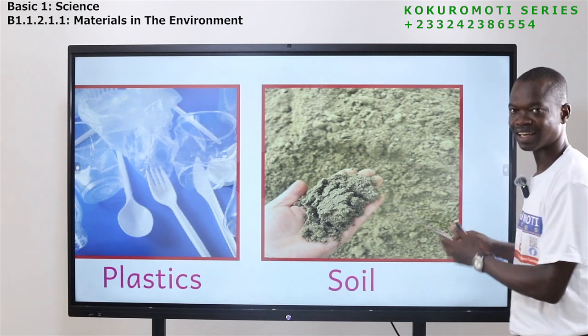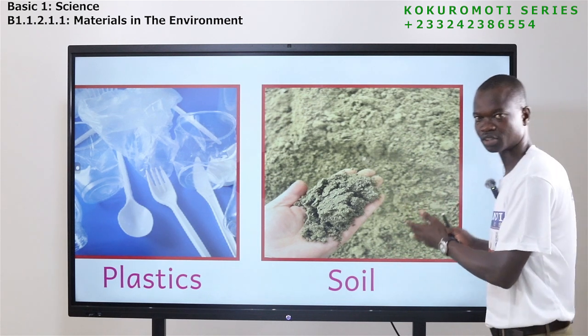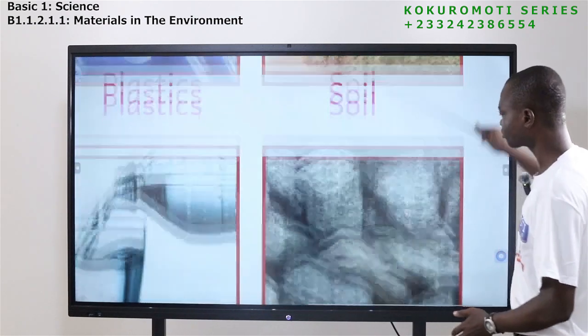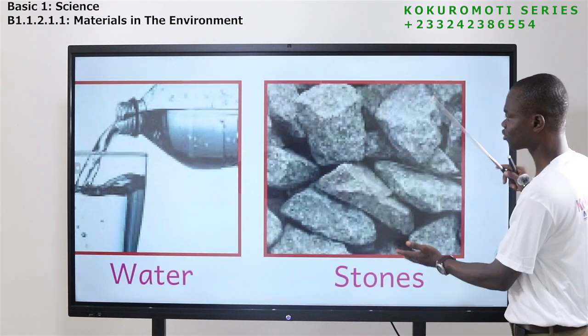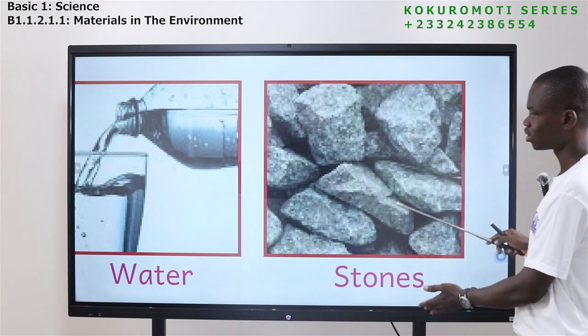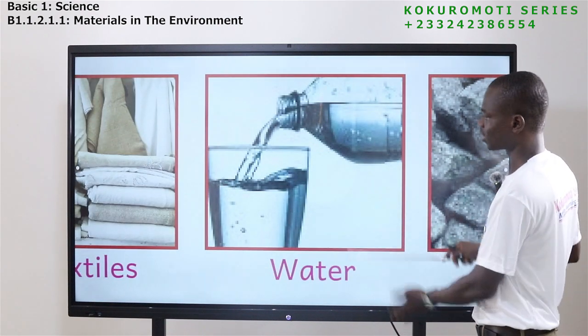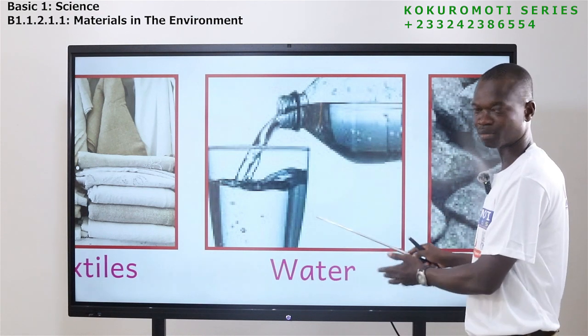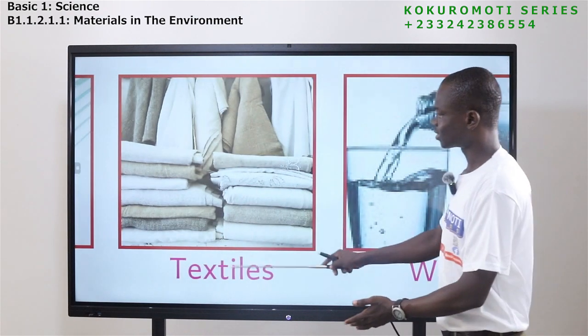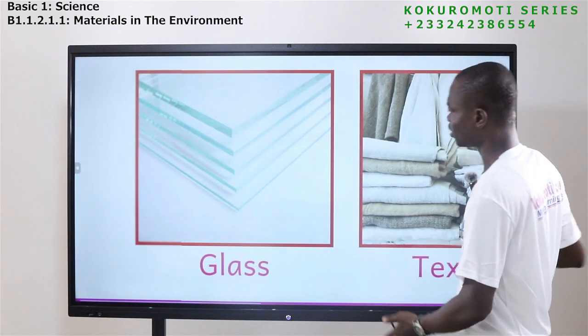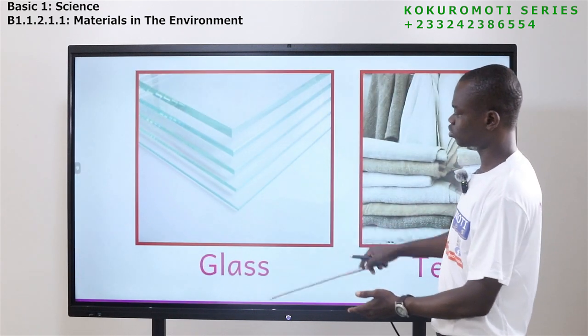Some of them, the colors are different. So we have different types of soil. But this is an example of what? Soil. Let's come to this side. We have stone or stones. They are also what? Materials. We have water. Water too is also what? A material. We have textiles. These things, they are also what? Materials. We have grass. Grass too is also what?